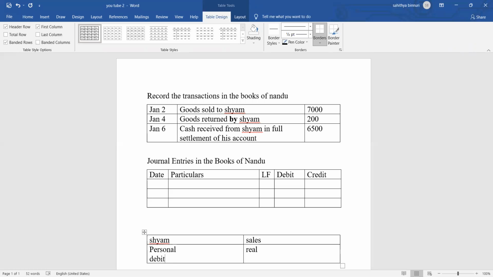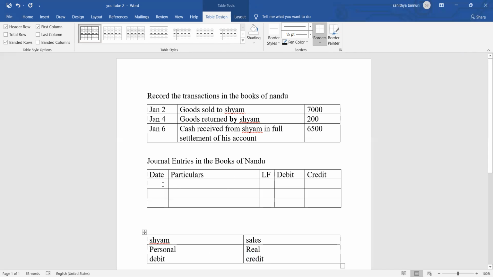Now, when you are selling the goods to Sham, sales are going out from you, and sales comes under the real account. The principle of real account is debit what comes in and credit what goes out. Whatever is going out from you, the principle tells that it should be credited. That's the reason sales account will be credited. So in this transaction, Sham will be debited and sales will be credited.